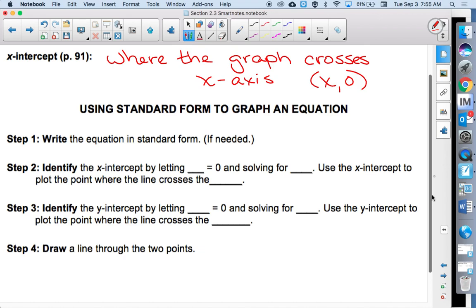It says identify the x-intercept by letting y equal 0 and solving for x. So if we're finding an x-intercept, it's when the y is equal to 0. If we take this equation and let y become 0, then we should easily be able to get x by itself. Use the x-intercept to plot the point where the line crosses the x-axis. So anytime we find an x-intercept, y is always 0. It doesn't matter what type of equation we look at. So an x-intercept is found when the y is 0.